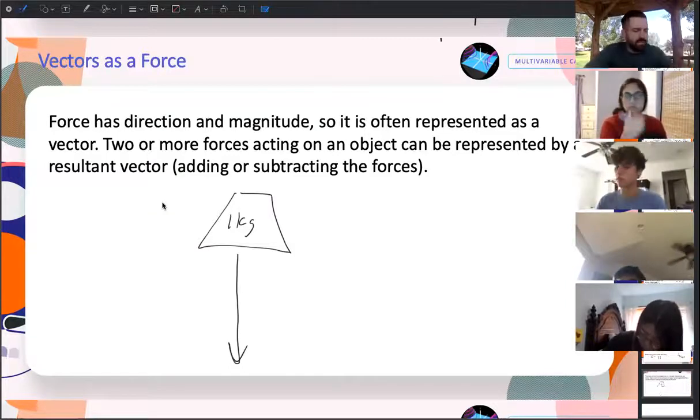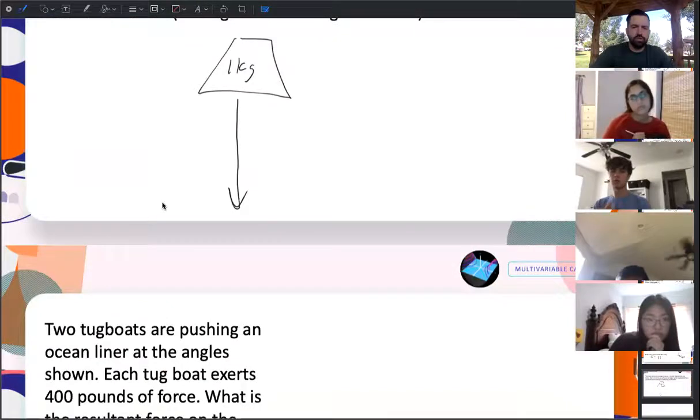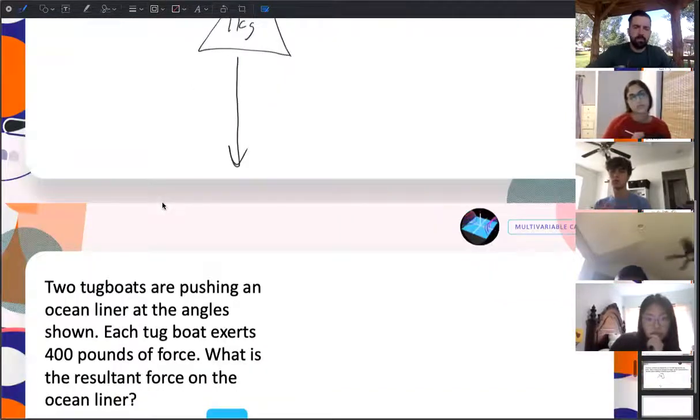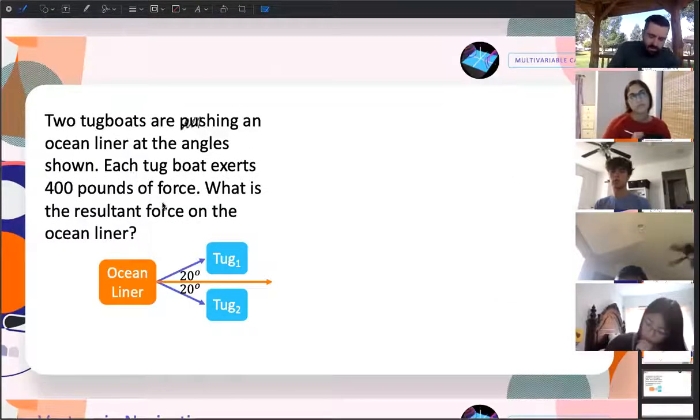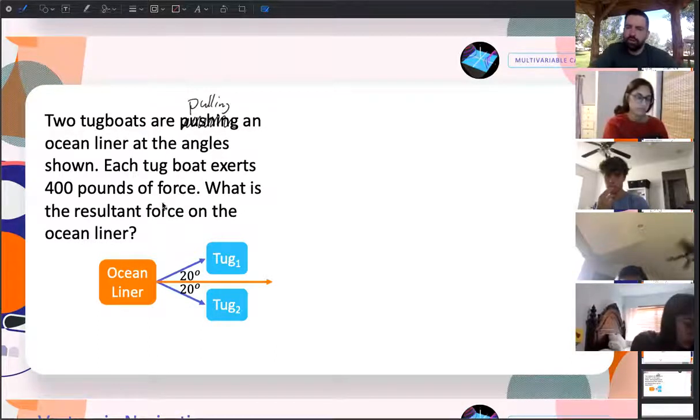And so you guys did this in pre-cal. You may have done it even in pre-AP geometry, where you had situations where, oh, whoops, I changed the picture, but I didn't change the words. I used to have the boats pushing the other boat, and then people were really concerned about why a tugboat would be pushing and not pulling or whatever. So I just changed it.